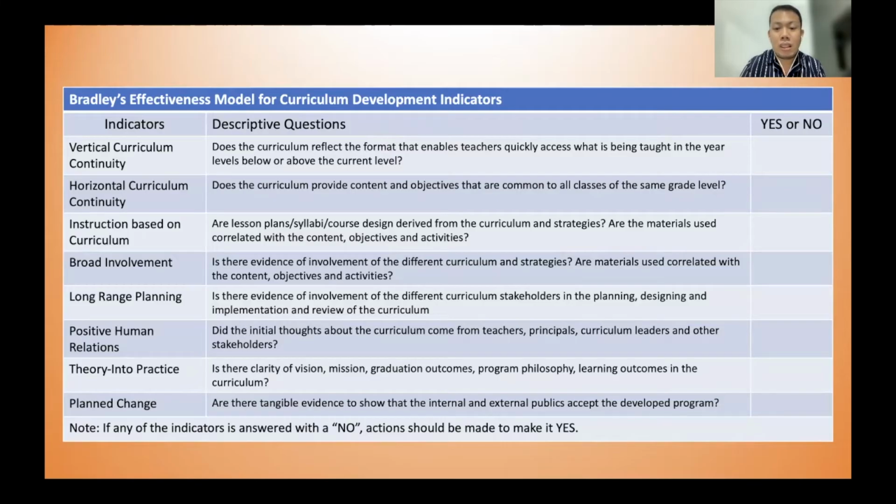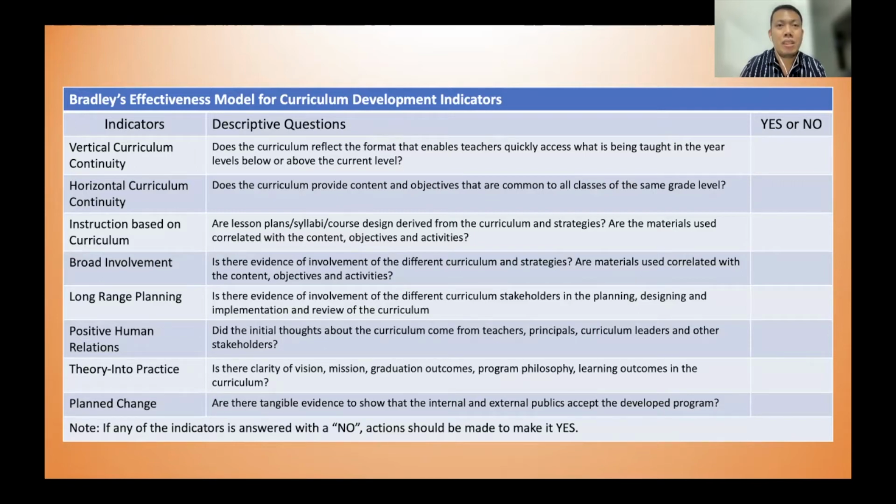So it is quite easy. There are questions and there are also indicators in here in the table, and you just have to answer it as yes or a no. Now, there's a note at the bottom of the table. If any of the indicators is answered with a no, action should be made to make it yes. So, as I've said, you have to identify the strengths and the weaknesses.